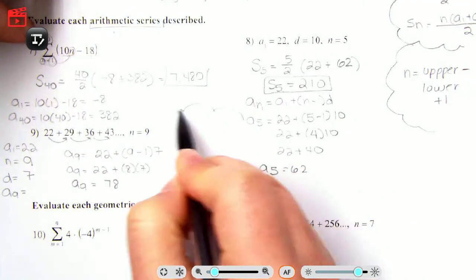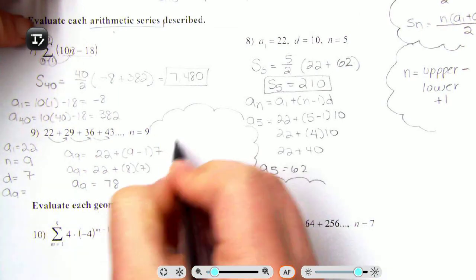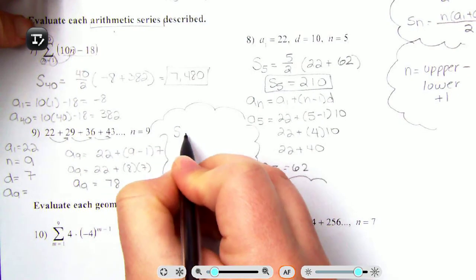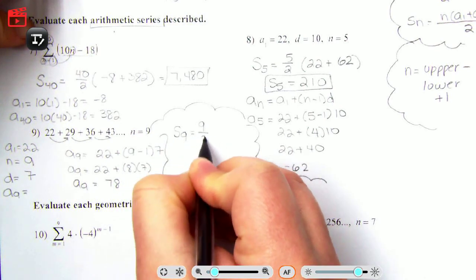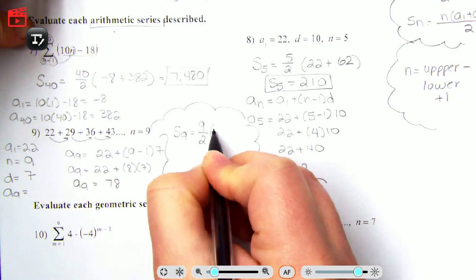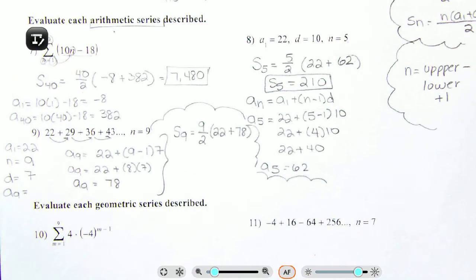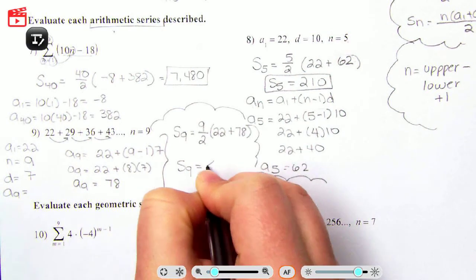I'm going to put a thinking bubble here to separate my work because I'm running out of space as usual. So then S sub 9 is equal to 9 divided by 2 times a sub 1 is 22 plus a sub 9 is 78. So 22 plus 78, that is 100. 100 divided by 2 is 50. 50 times 9. S sub 9 is then equal to 450.